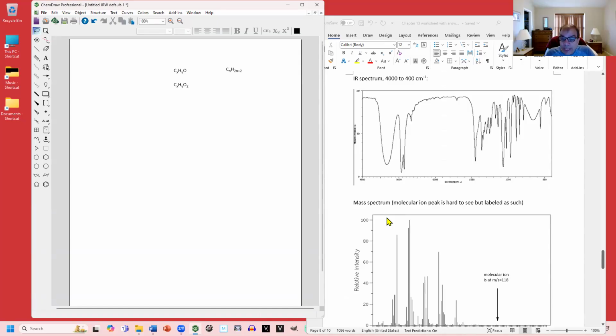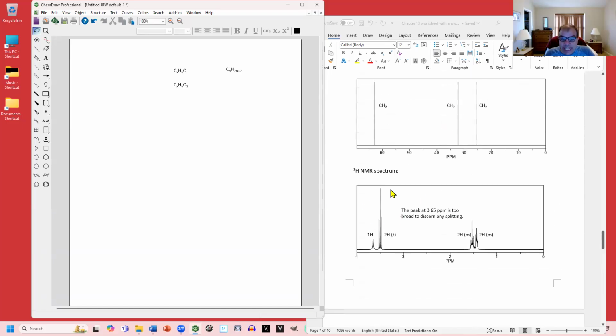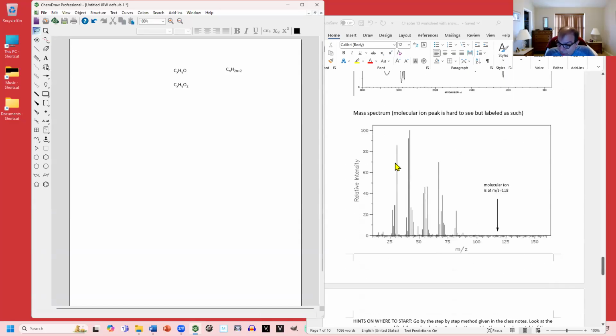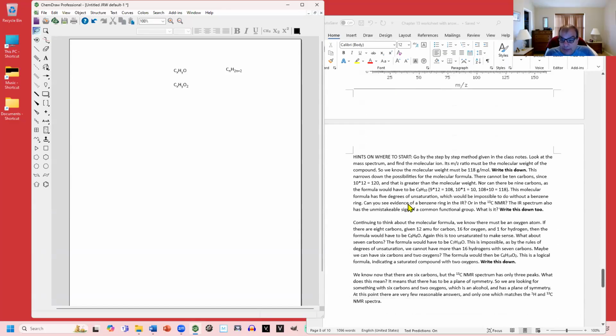If there were a benzene ring, we would first of all see aromatic overtone bands in the IR. There are none. If there were an aromatic ring, we'd see aromatic hydrogens at about 7.5 parts per million. There are none. We only go down to about 3.6. We would also see aromatic carbons at about 120, 130 parts per million. There are none. We top out at 60 something. So there's no aromatic ring, so it can't be C9H10.